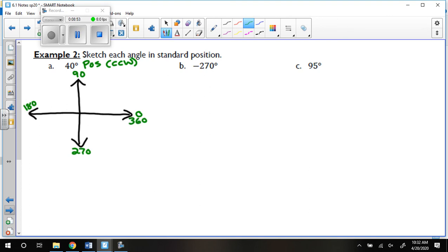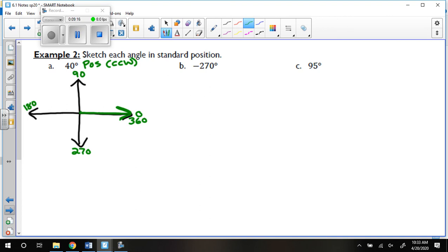Okay, so here is 0, here is 90, here is 180, here is 270, and all the way around is 360. Okay, so our initial side is always the starting side. Okay, so on the positive x-axis. Now we are supposed to go 40 degrees. Okay, that is less than halfway through the first quadrant.